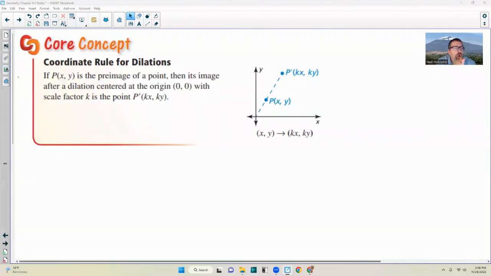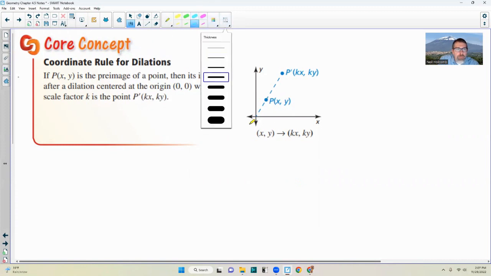Okay, next core concept is the coordinate rule for dilations. So if P, the point P, is x comma y, all right, so let's look at the graph while we're doing this, or the diagram. So there's P.